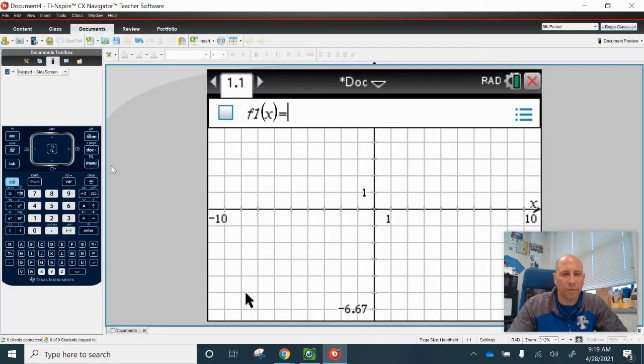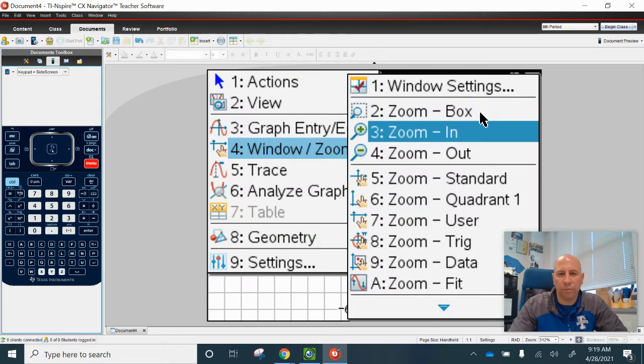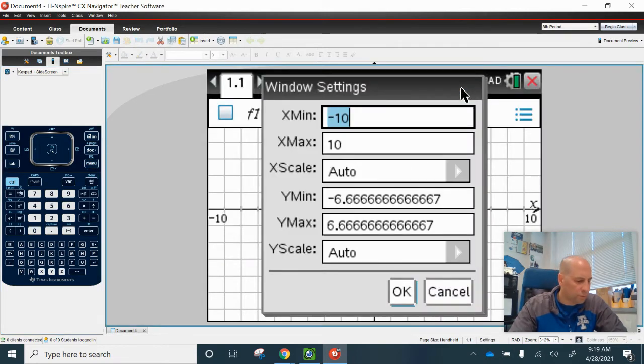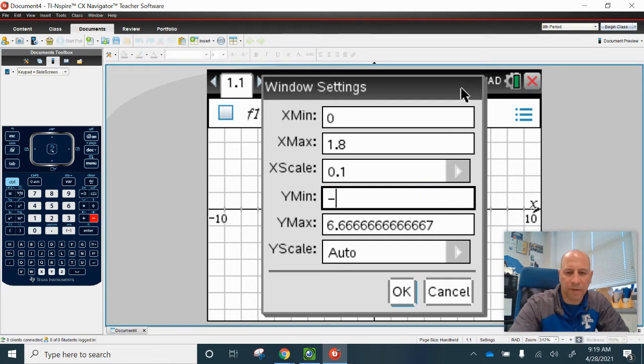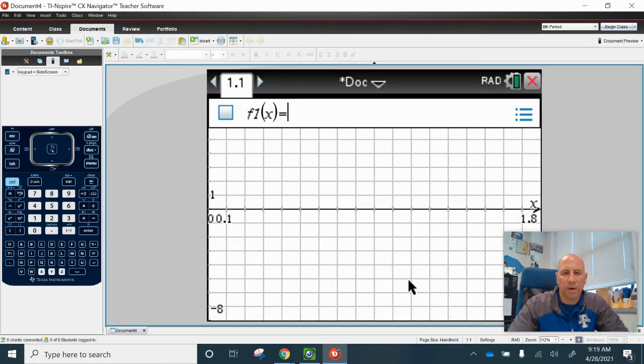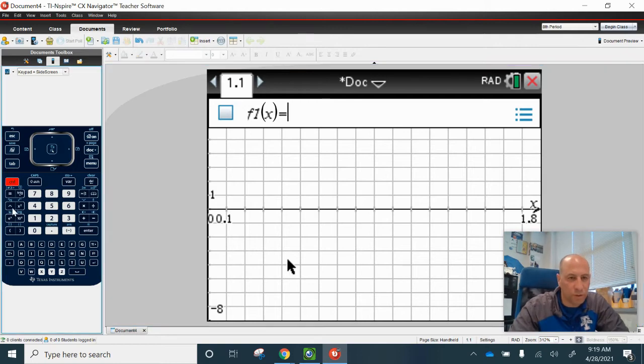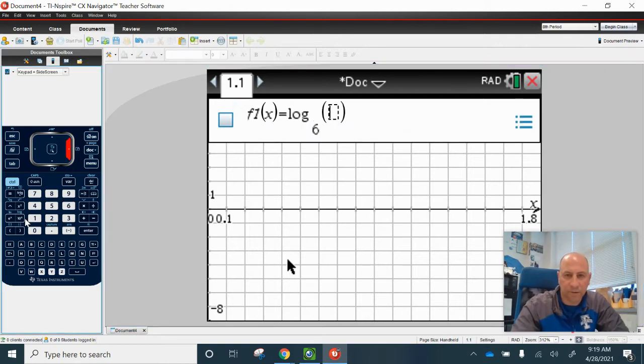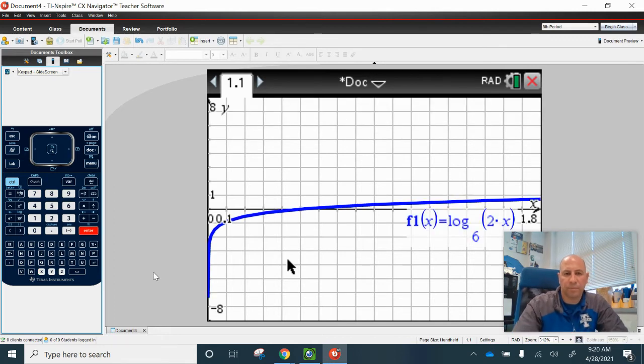So we're going to go to menu, window zoom, window settings. Our x min is 0, the max is 1.8, and they're counting by 0.1. The y min is -8, the y max is 8, and they're counting by 1s. Press OK. Now we can graph the left side of the equation, which is control log base 6 of 2x.